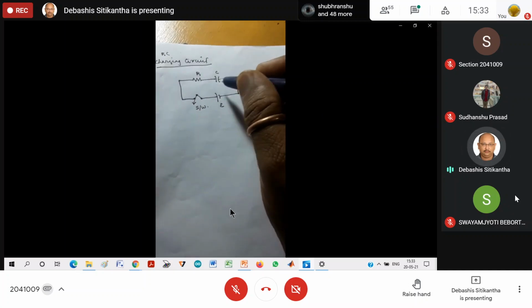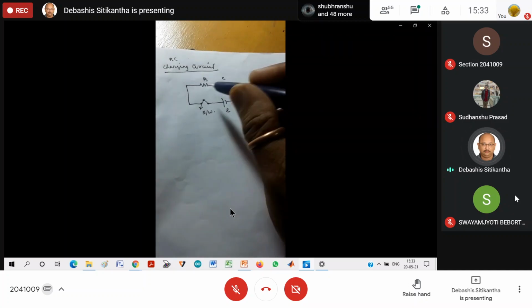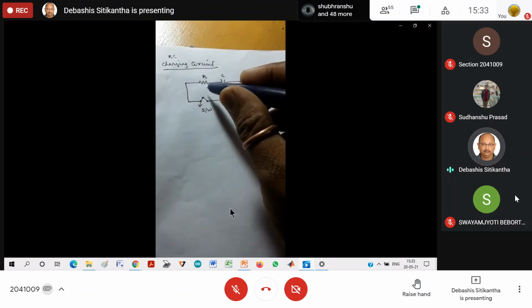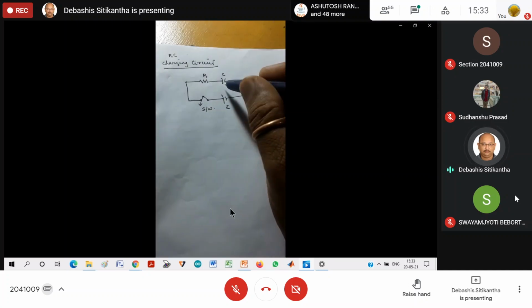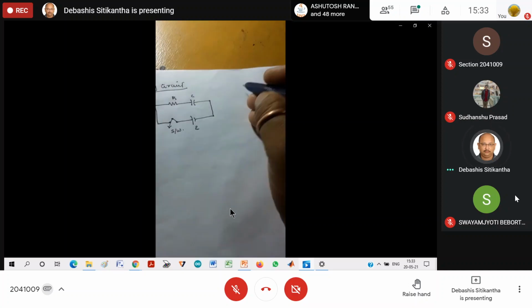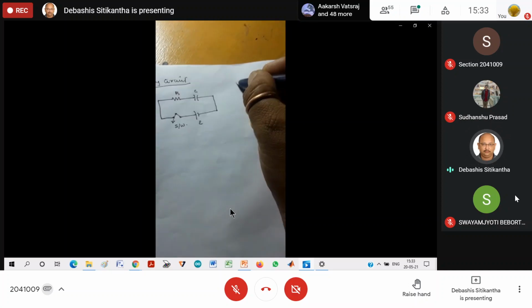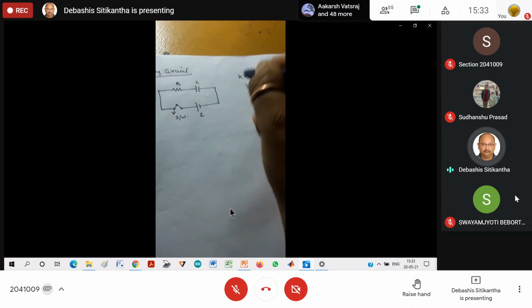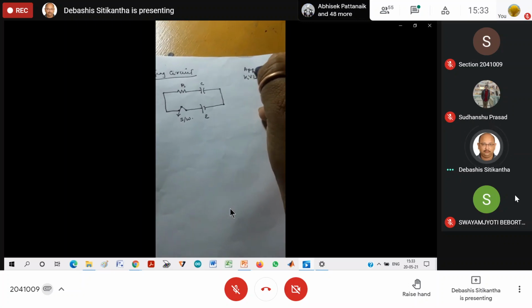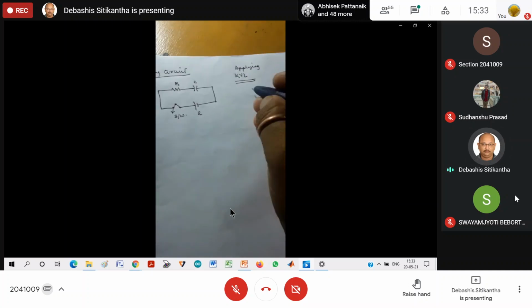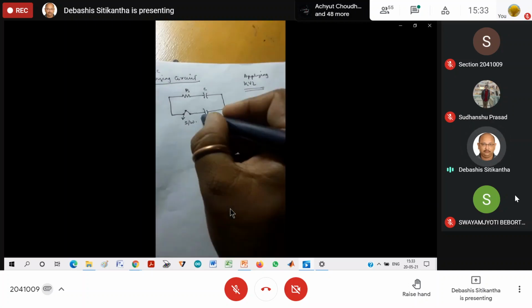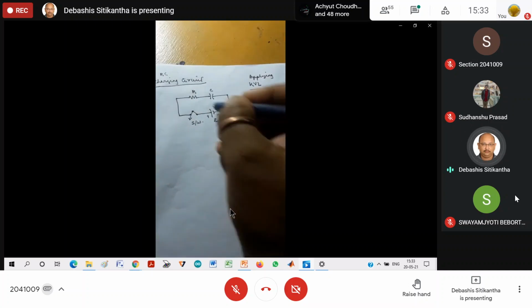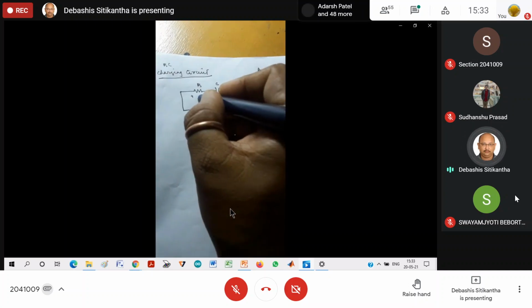But in order to limit it and prevent damage to this circuit, we have utilized this resistance in series with this capacitor to limit the current. Now if I apply KVL to this closed circuit, I can write the equation, that is, the voltage drops over here are equal to, let us say, VR.